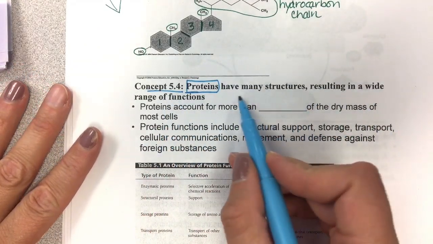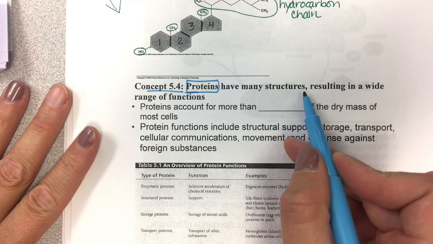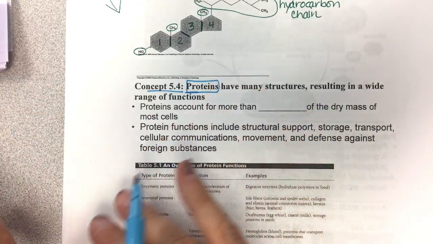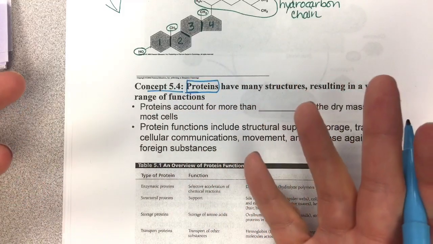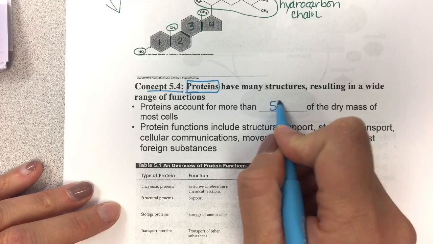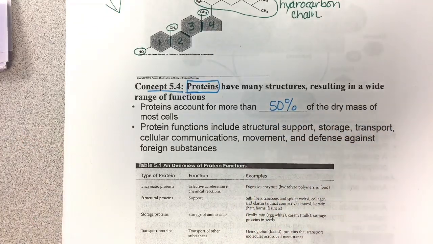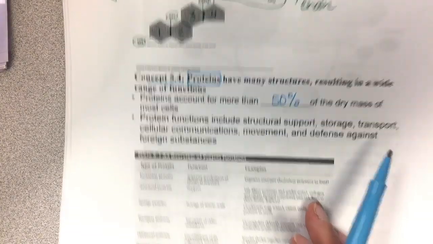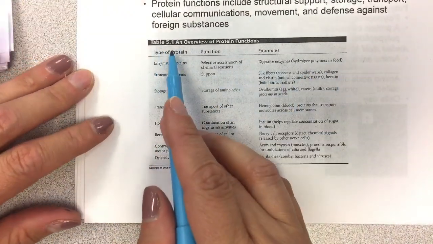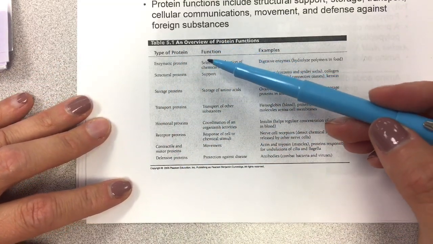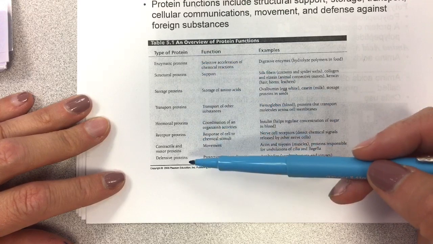And proteins, as it says here, have many structures, and that means that they have lots of different functions. And so there's just kind of a big accumulation of various things that proteins can do. So they account for more than 50% of the dry mass of most cells. So they are a huge component of cells. And as it says here, there's a whole list of functions. And so I put this table, it's table 5.1 from your textbook, but it gives you an overview of the different functions of proteins, and I'm just going to go over them here.